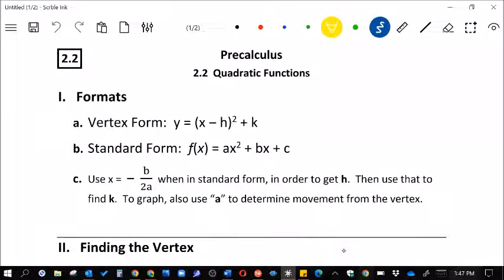Welcome. Let's look at quadratic functions. A review, really, because everyone's seen this so far. We're going to look at the vertex form and the standard form. In the vertex form, we have the square, x minus h, and the k on the outside. So we have an h and k. In fact, let me focus on the h and the k.